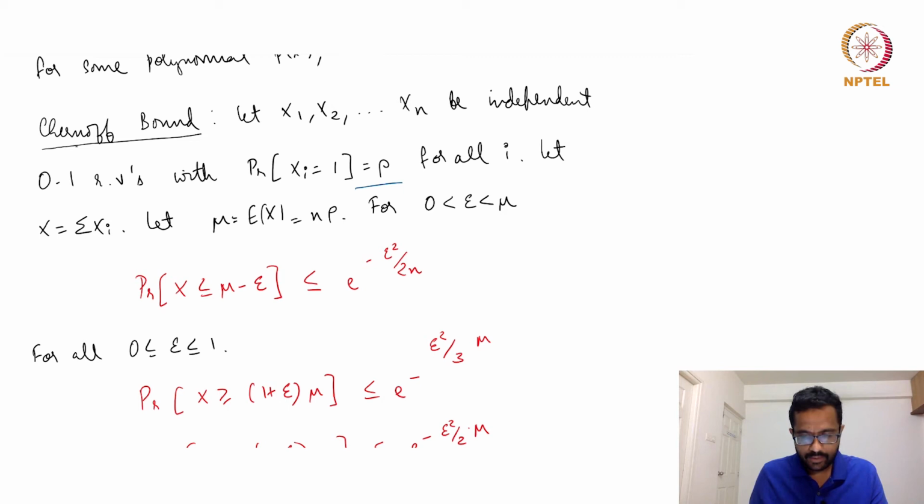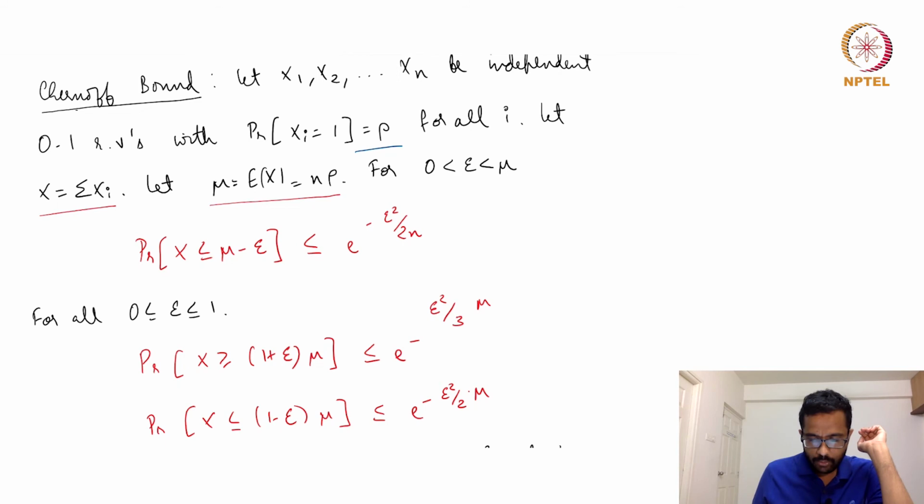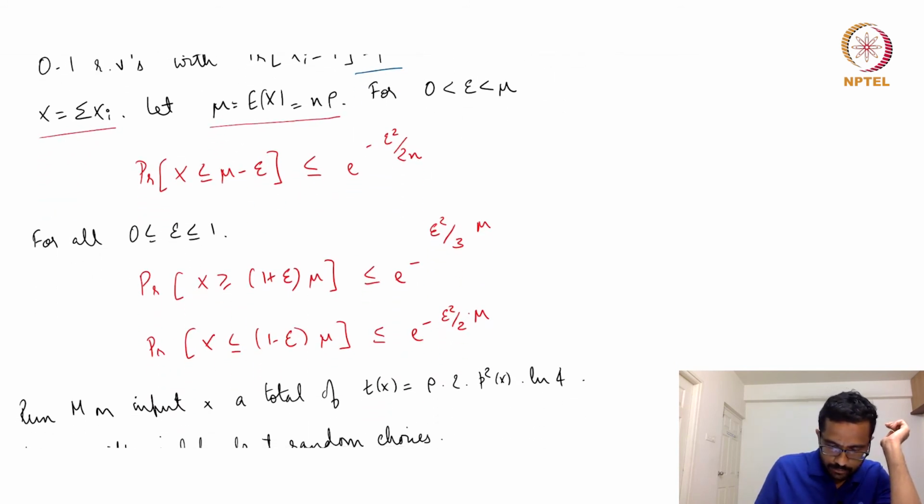Now consider X to be the summation of the xi, just how many of them are 1, and the expectation of X is mu. The expectation of X is nothing but n times rho, because for each one of them the expectation is rho, and by linearity of expectation it is n times rho. In this case Chernoff bound says, so maybe just look at these two red statements.